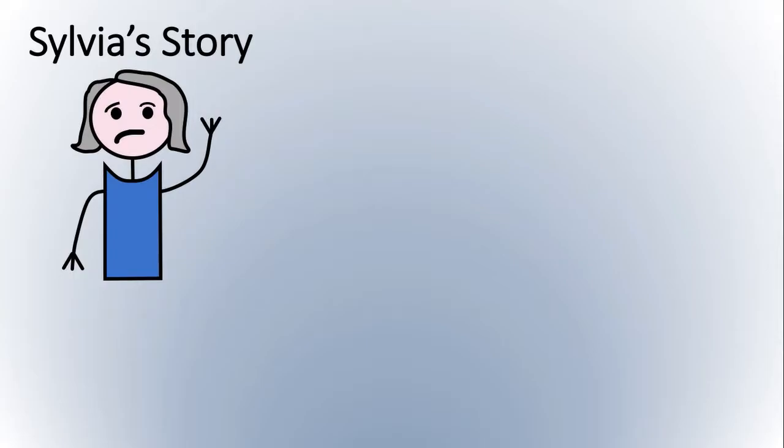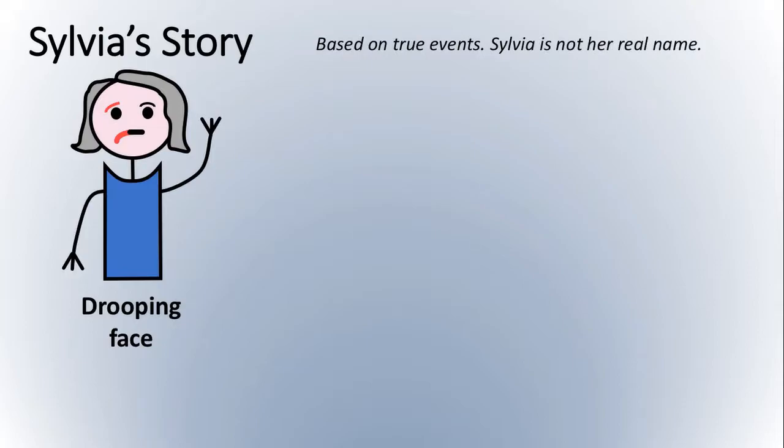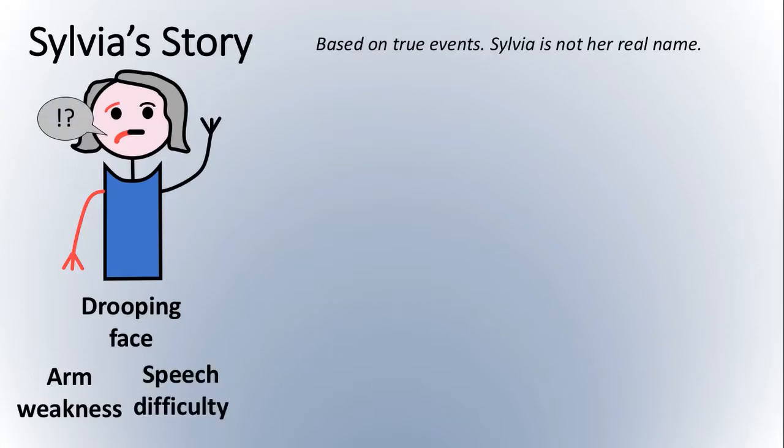Sylvia, a 65-year-old retired nurse, was taken ill at church one day. She was found slumped in a chair with a drooping face, weakness of her arm, and difficulty in speaking. A doctor in the congregation recognised these signs of a stroke and immediately sent for an ambulance to take Sylvia to the emergency department at the local hospital.